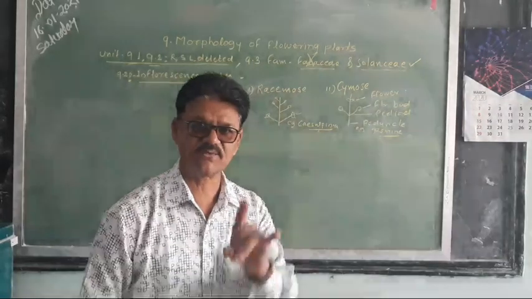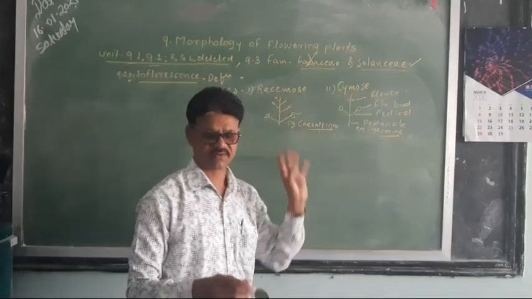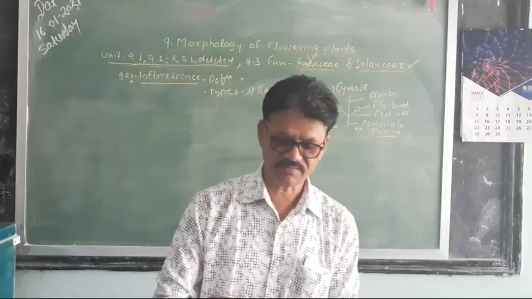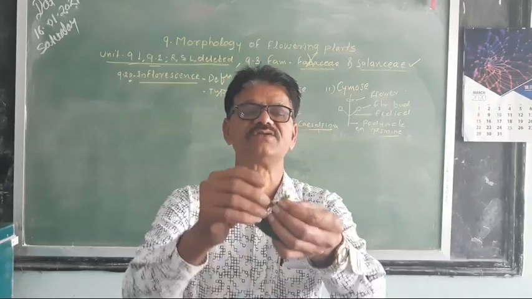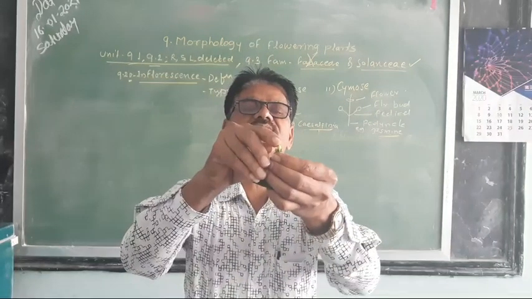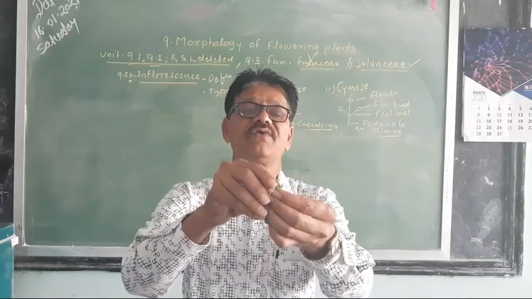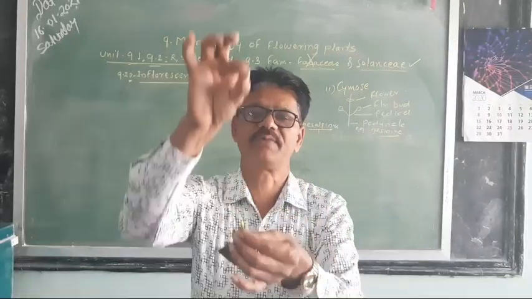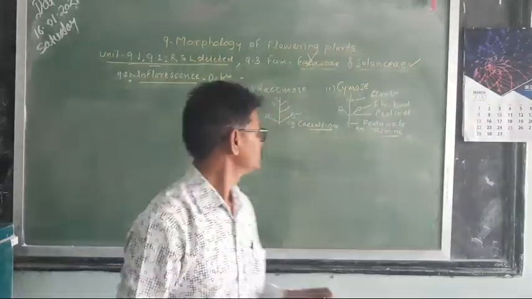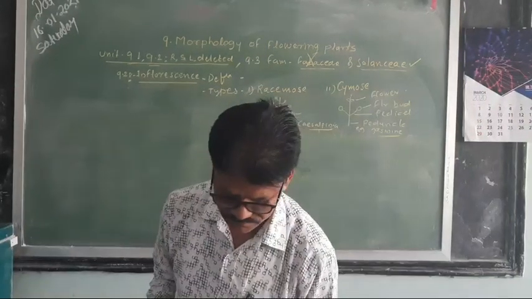Next one is the cymose type of inflorescence, in which the main axis terminates into a flower, where the younger flowers are at the base and older are at the apex. You can observe the older flower is at the apex while the latter two are at the base, and growth of this peduncle is definite, so it is called the cymose type of inflorescence.